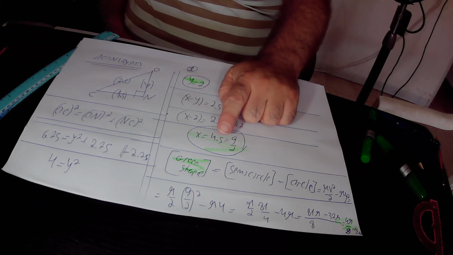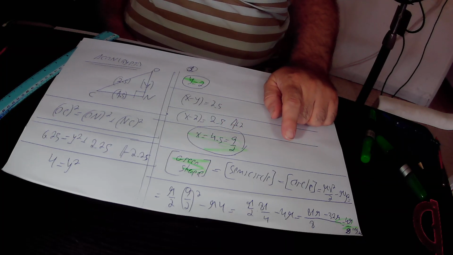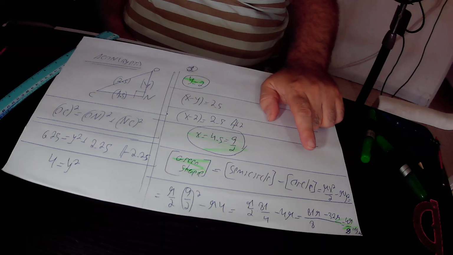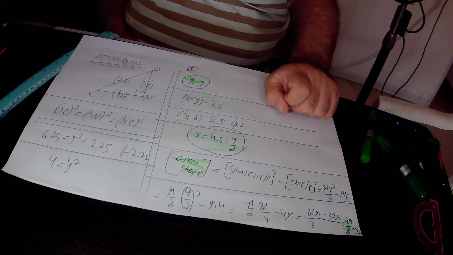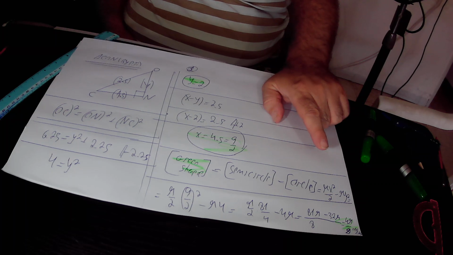The radius of the big semicircle is x, therefore the area of the big semicircle must be equal to pi x squared over 2, minus the area of the circle. The radius of the small circle is y, therefore the area of the small circle must be equal to pi y squared.